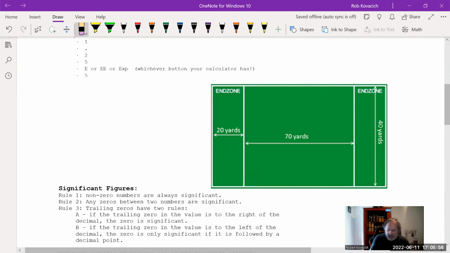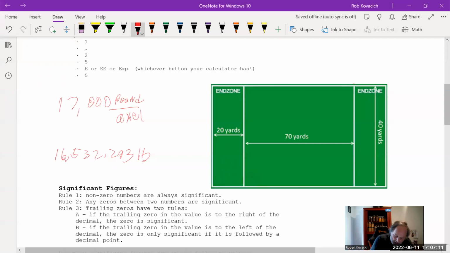axle weight is approximately, I just looked up what the weights for trucks are, and it looks like 17,000 per axle, that's pounds, is pretty common. So when they drive over that scale, do you think that the scale will measure like it's 16,532.293 pounds? That doesn't make any sense. I don't really care about that or that or that or that or that.